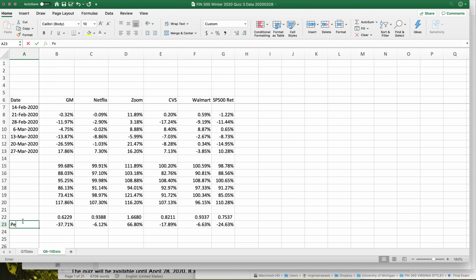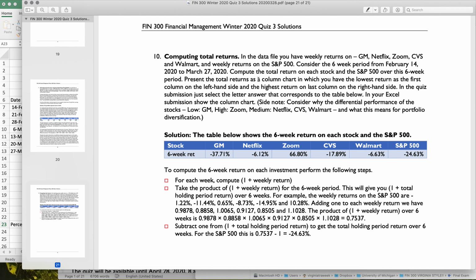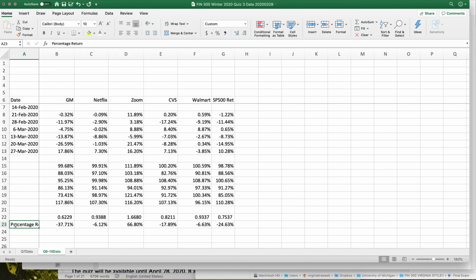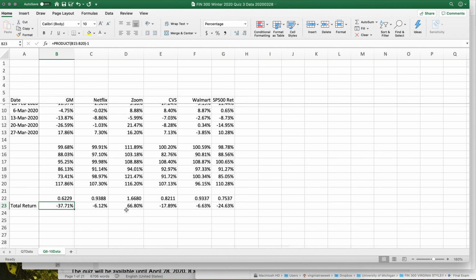This is the percentage return, or what did he call it in the question? Total return. It's the total return over this, I believe it's a 6-week time period. And you can put them in order. It's not that hard to do. GM would be the lowest. S&P would be the second. Then CVS, Walmart, Netflix, and Zoom.